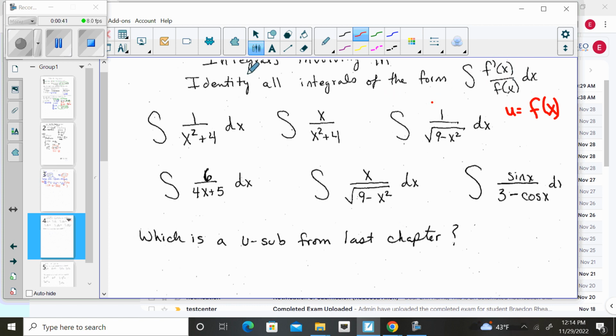If you're watching this video after we've already studied integrals involving inverse trig, try to identify which ones would be inverse trig. And then which one up here is just a u sub from last chapter, like back in October when you first learned u sub. Okay, so take a minute to look. Do you see the derivative of the denominator in the numerator? Pause the video and check it out.